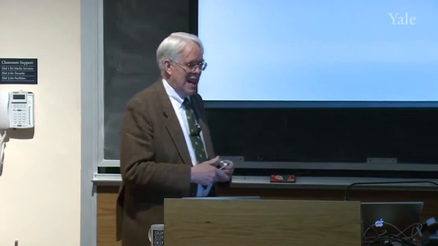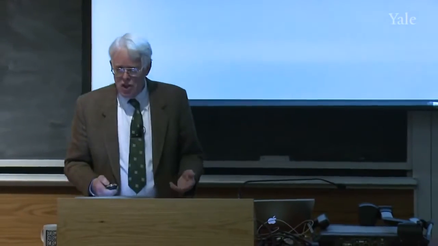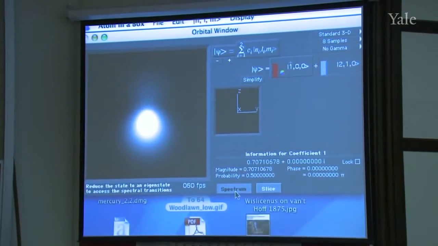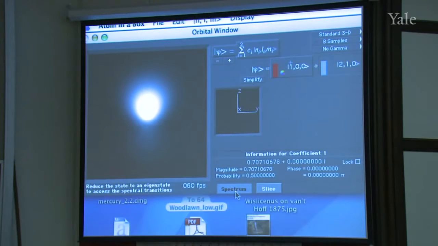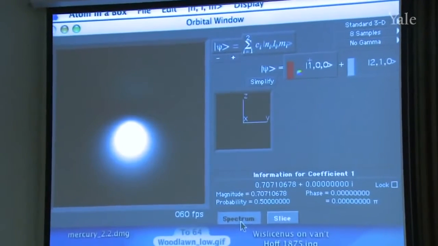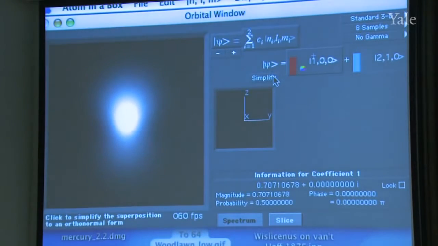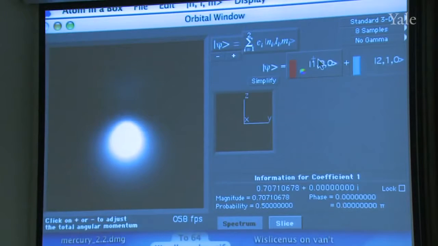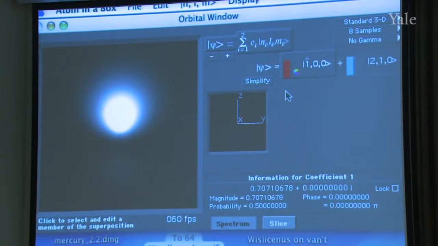Now, atom in a box, which we used last semester and is shown over on this screen, can be used to show a number of things. It can show spectral transitions for the H atom. If you click spectrum here, it gives you what the spectral transitions are, what energies are involved in going from one level to another. Oh, I think it's because I didn't get simplify to work here. Why isn't it simplifying? My guess is because I blew this up to be on the screen, it's not showing.